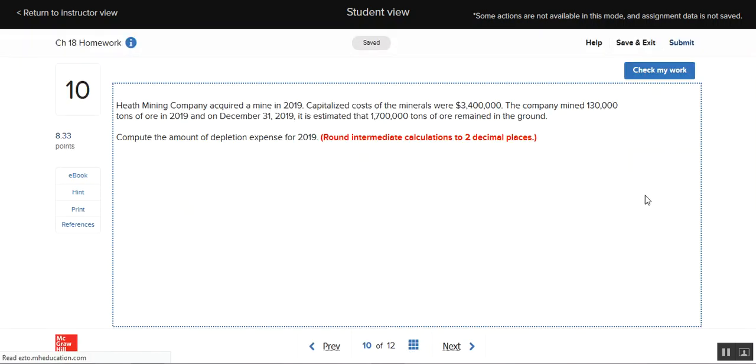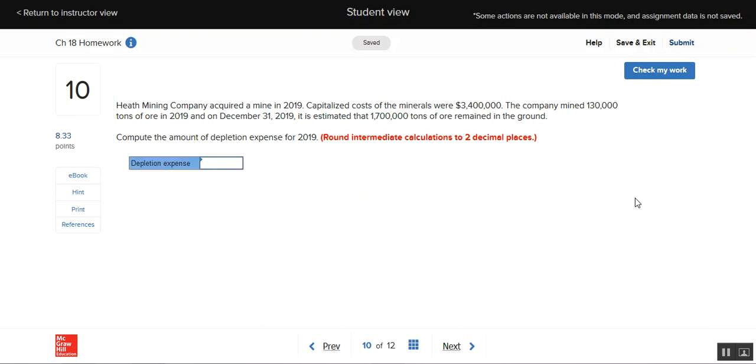All right, let's look at one more. Heath Mining Company acquired a mine in 2019. Capitalized cost $3,400,000. They have mined 130,000 tons of ore, and they estimate that 1,700,000 tons of ore remain. So we're supposed to compute the amount of depletion expense.